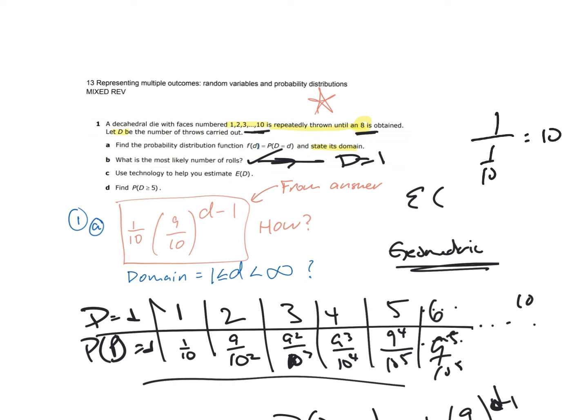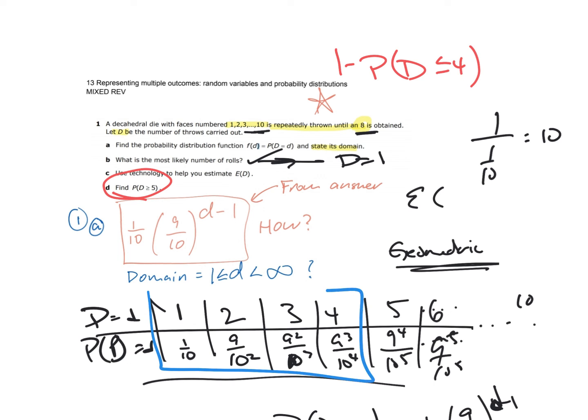And then finally, if you want to find this particular one, that's the same as 1 minus the probability that D is less than or equal to 4. And so then you actually literally add these ones up and subtract it from 1. If you need more of an explanation, just let me know.